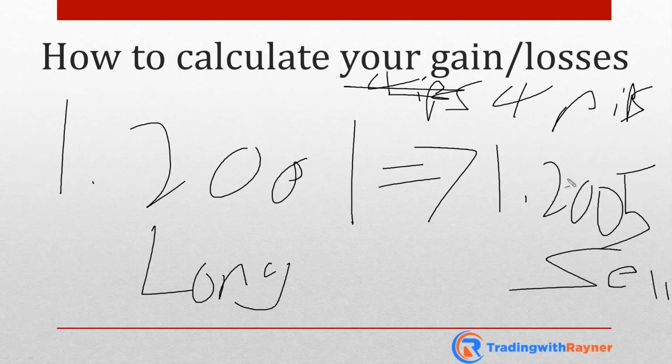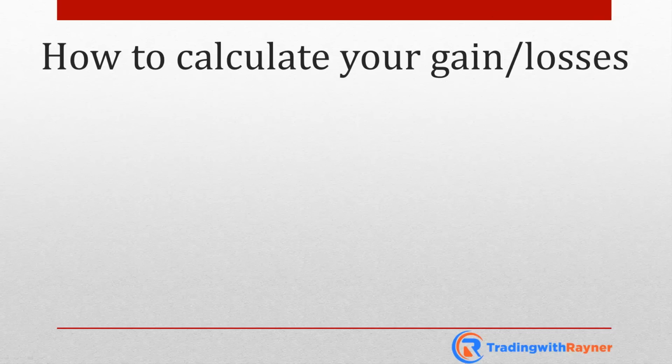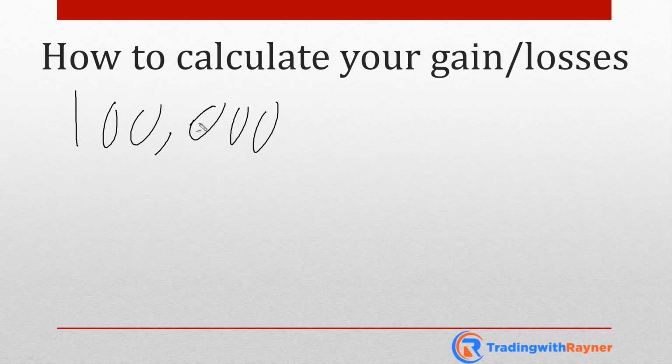You earn 4 pips, because you take 1.2005 minus 1.2001. That's a difference of 4 pips. But how much you make on this trade is dependent on your Forex lot size. Are you trading a standard lot, a mini lot or a micro lot? A standard lot is 100,000 units, and each pip is $10 per pip.